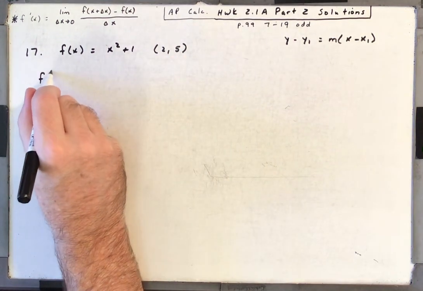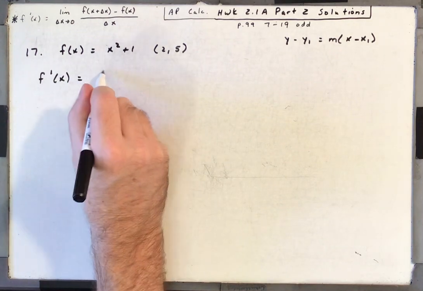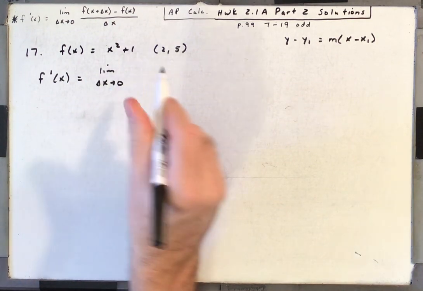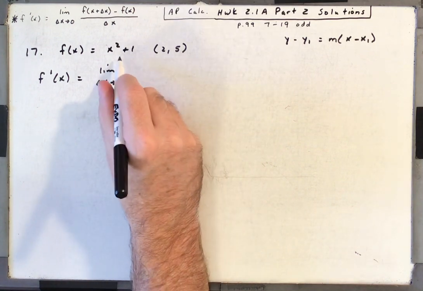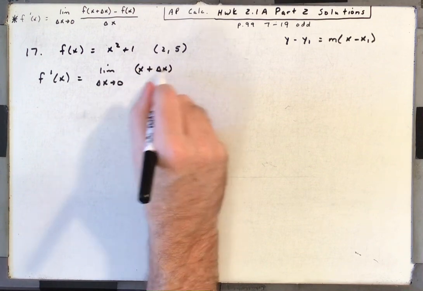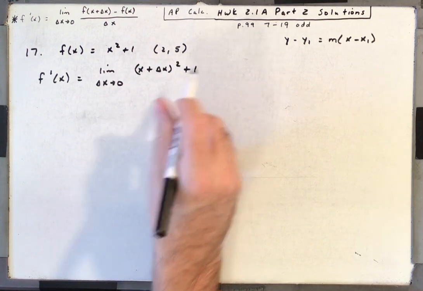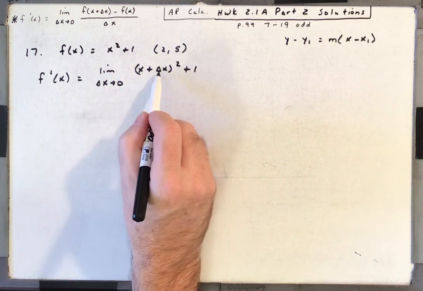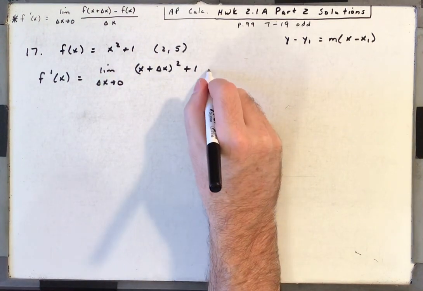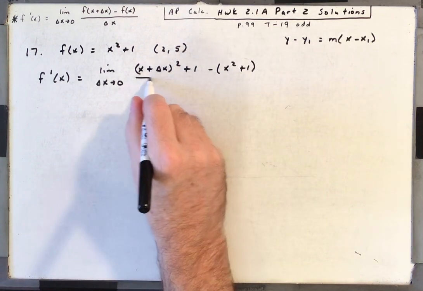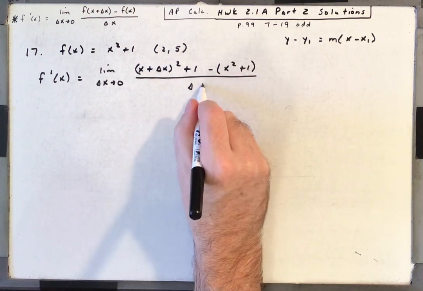Okay, f prime of x is equal to the limit as delta x approaches 0 of x plus delta x all squared plus 1. That's f of x plus delta x. Remember, we're just taking that x and changing it to x plus delta x. Minus x squared plus 1 over delta x.